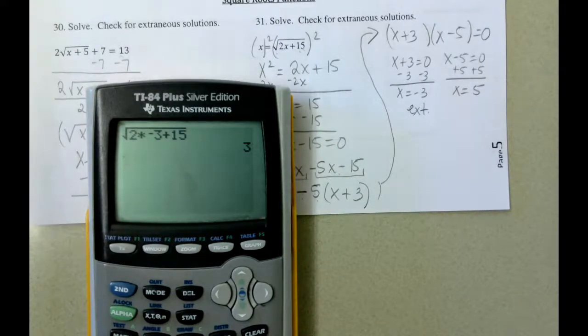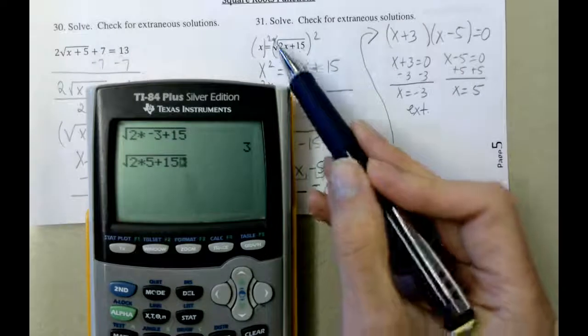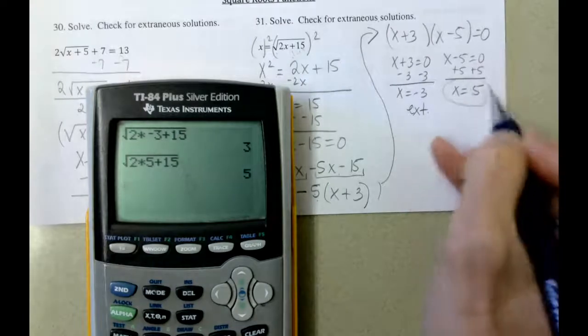Now we still have to check the 5. It may work and it might not work. We could have both of them be extraneous solutions. So we're going to do that again. I'm going to start on this side. 2 times 5 plus 15. And once we press enter, we want it to equal 5, because that's what x is in this case. So when we press enter, 5, and there is our solution.